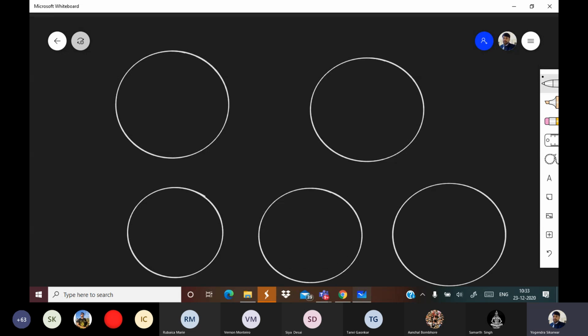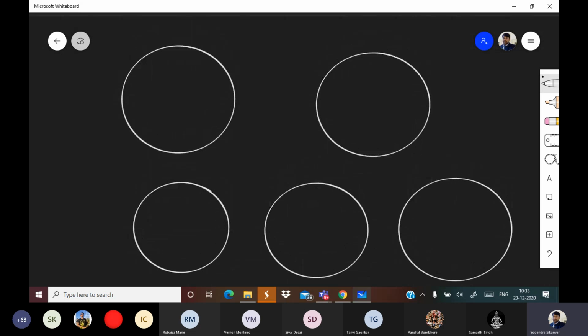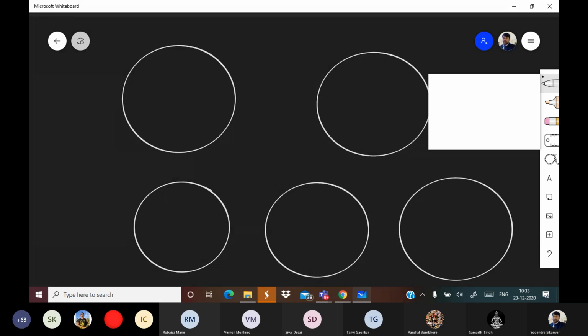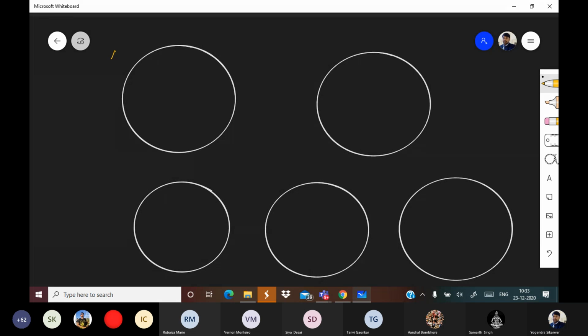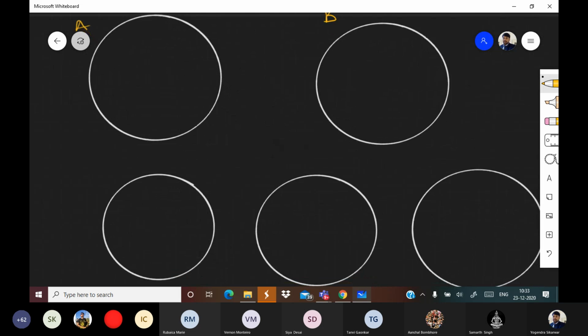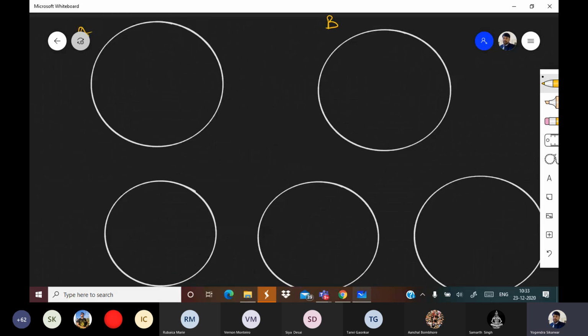Okay, so everyone please pay attention. You need to draw 6 circles. This is A, this is B. Now let me show you. In A, this is a string and this is mass M.